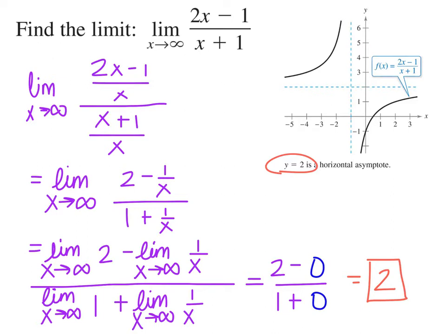So (2 - 0)/(1 + 0) is going to give me 2, which is also the horizontal asymptote, and graphically we can prove that as we approach positive infinity, that thing is going to edge closer and closer to 2.